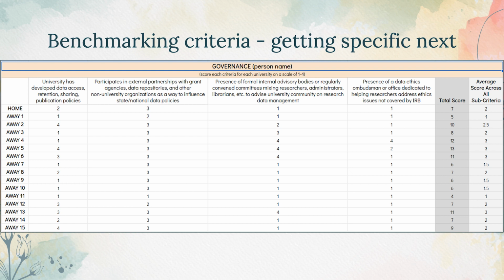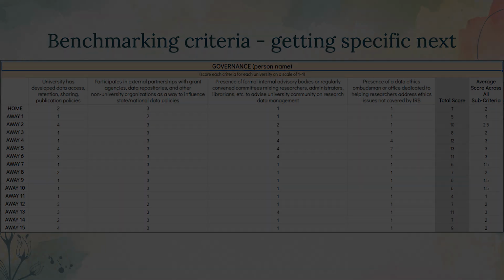So this is an anonymized screenshot with fake data about those specific criteria. This is about governance. We ask, do they have any policies about data? Do they have partnerships with data repositories? Are they present in different advisory boards like the IRB? Do they have anything related to data ethics? So these are the types of things that we then get into.